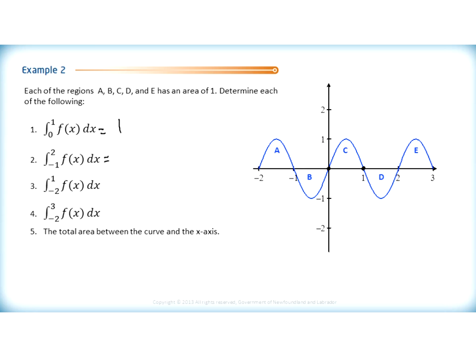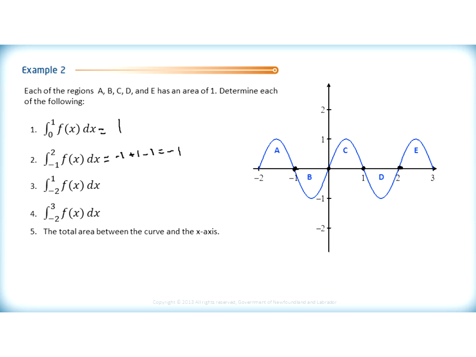From -1 up to +2. So I'm going to go from -1 here all the way up to +2 over here. So I've got a -1 for B, plus I've got a +1 for C, and a -1 for D, so that definite integral has a value of -1.